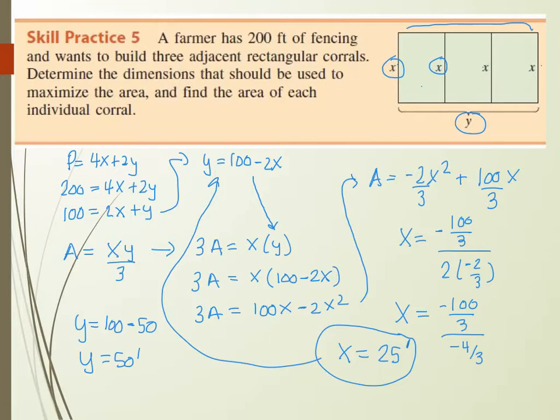So each corral is equal to 50 times 25 divided by 3. And that makes sense, which is 416.8 feet approximately.